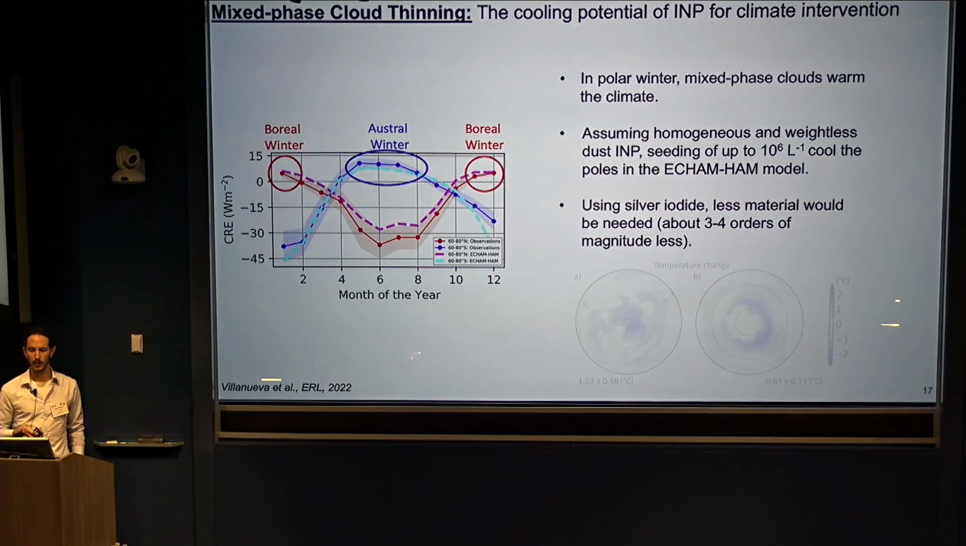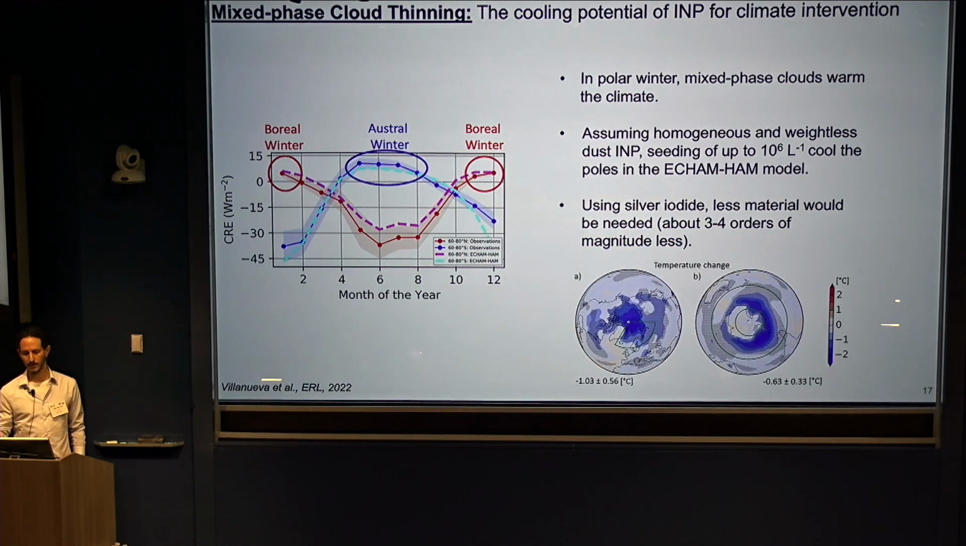So in this first study, we found that you really need a lot of INPs to get a strong cooling. But the thing is that we actually prescribe dust aerosols. So it's important to mention that once you move on to more efficient particles, such as silver iodide, then you can actually expect 3 to 4 orders of magnitude less material. And in this study, we showed the cooling will be focused on the polar oceans, and this is what we also find with the CSM.